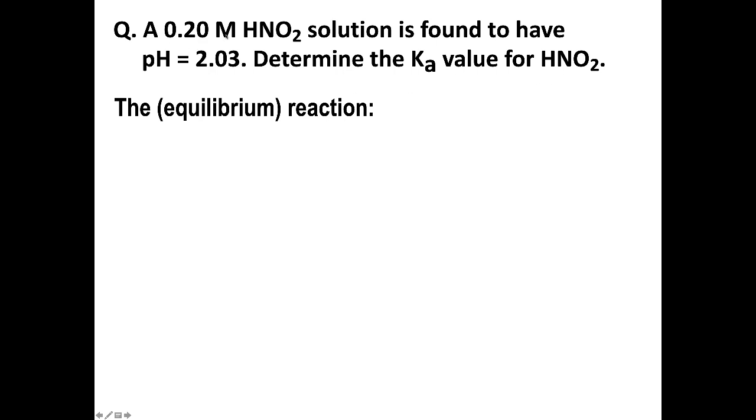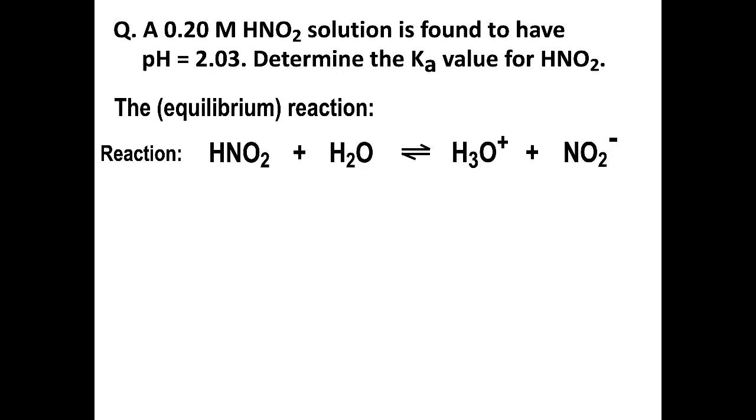So a 0.20 molar nitrous acid solution is found to have a pH of 2.03. It was measured experimentally, and we'd like to determine the K sub A value for HNO2. Well, the reaction is this: HNO2 reacts with H2O to make H3O+ and NO2-. If we do our usual ice table, note that the initial here is in quotations because it's kind of like a fake initial. What we do here is we pretend that this solution has not dissociated, so we use its nominal concentration.